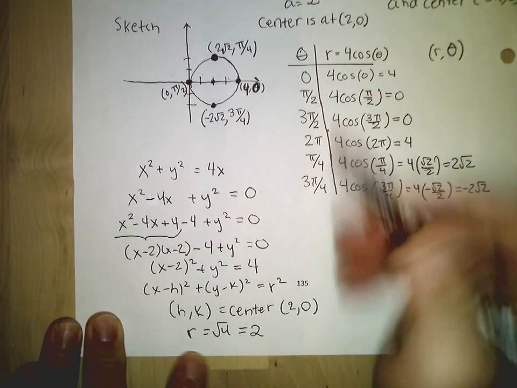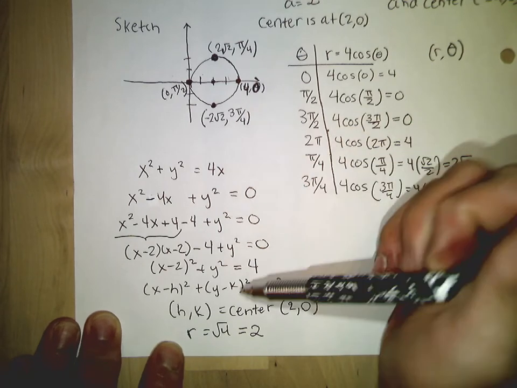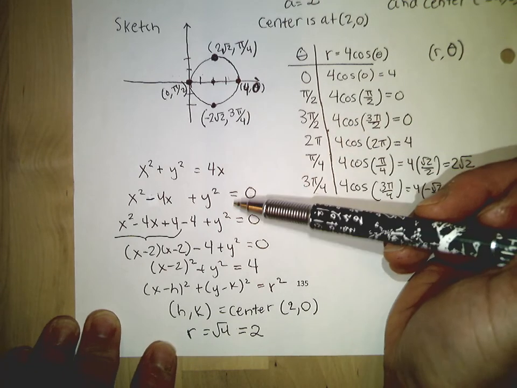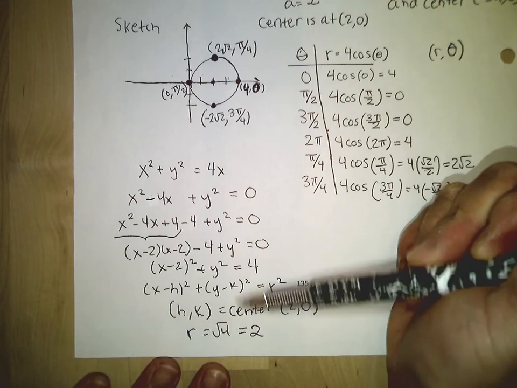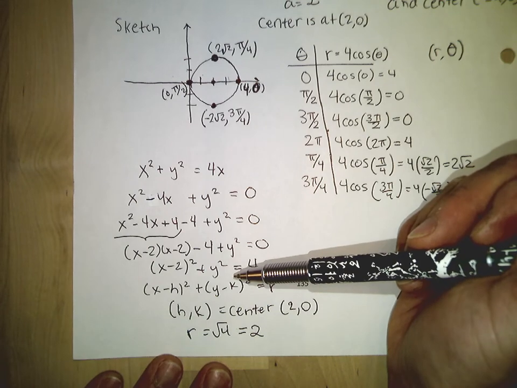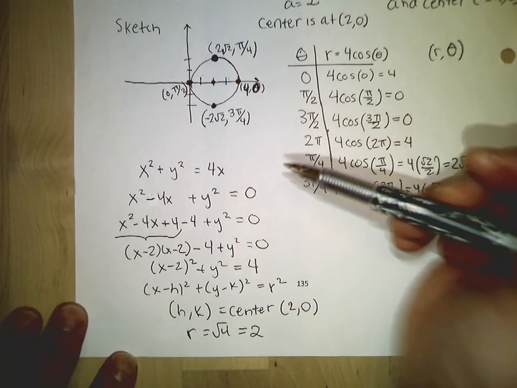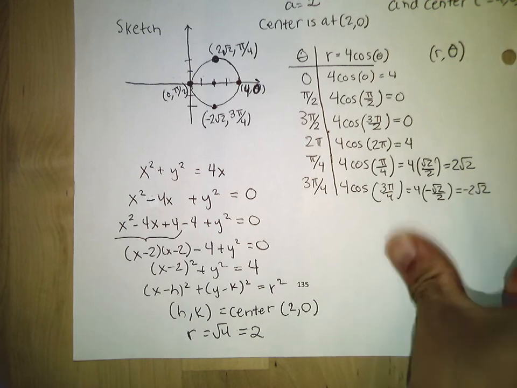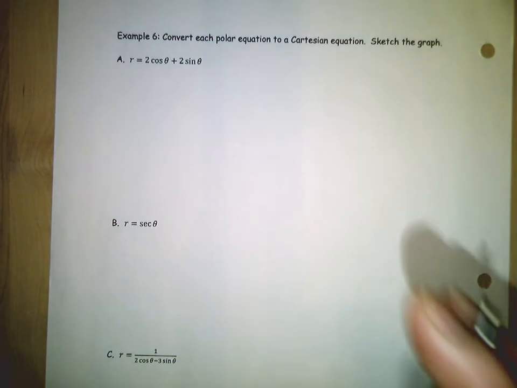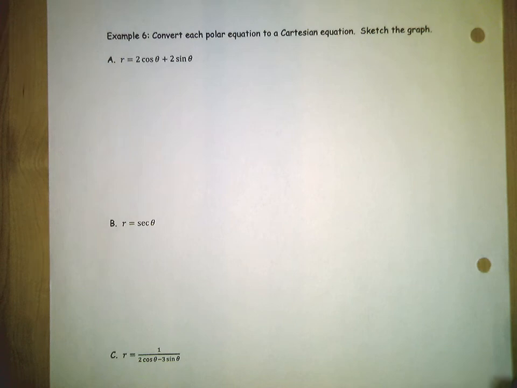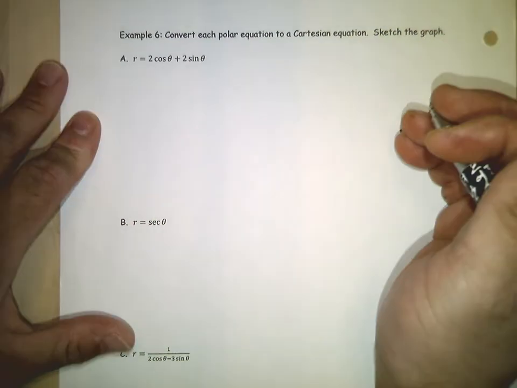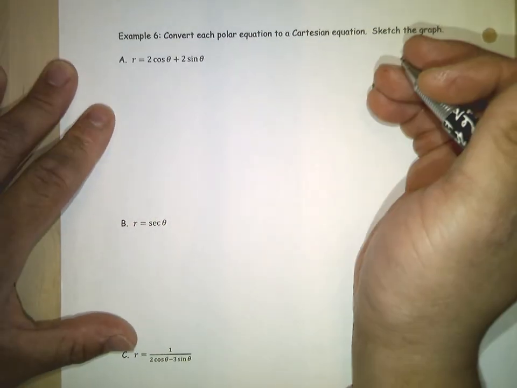And then you see that you could have drawn this in Cartesian coordinates by just finding the equation by completing the square and then plotting some points. All right, let's move on to the last part of this section on polar coordinates here. Let's convert each polar equation to a Cartesian equation and then sketch the graph.